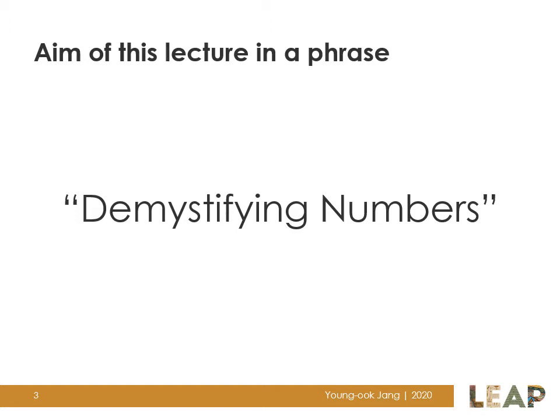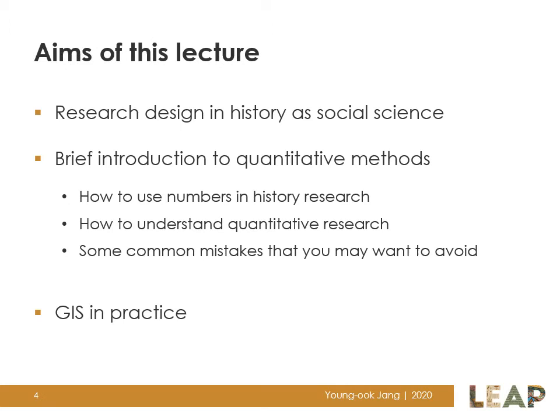Those concepts would help you understand quantitatively oriented research papers as well, which I think are important in understanding history more comprehensively. All right, so in order to demystify quantitative techniques, I will take the following steps. First, you've got to know why you need numbers before you learn how to use them, right? History as a social science usually takes scientific research methods, which I will explain in a slide, okay?